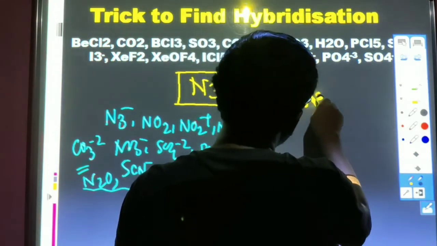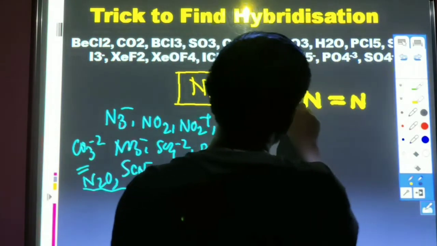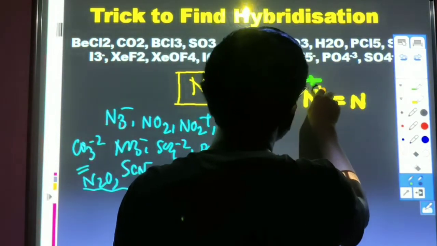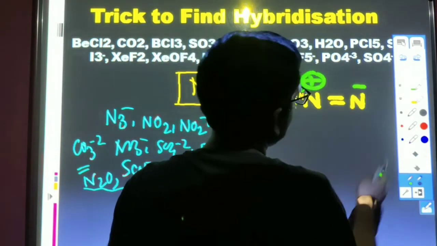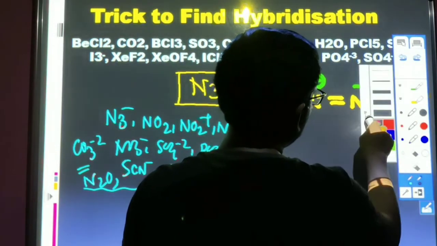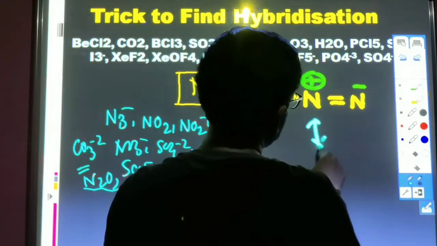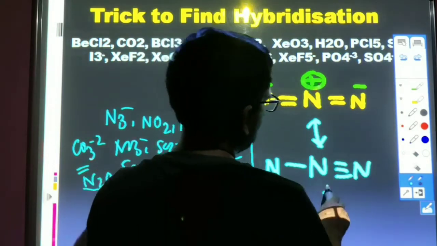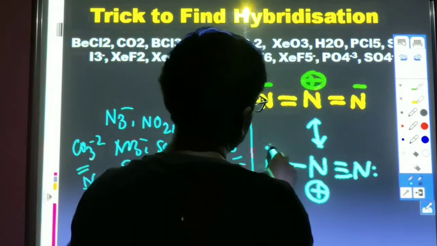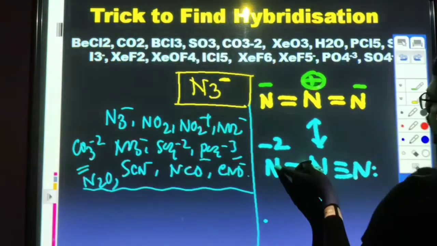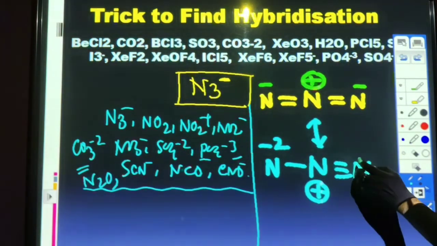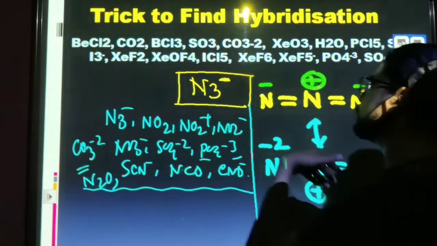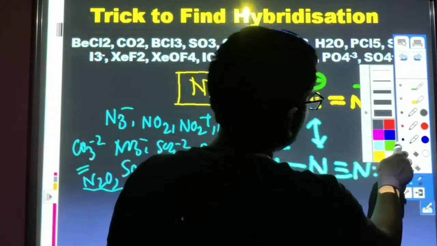See, the Lewis structure for N3 minus will be like this. Nitrogen here will carry formal charge positive, here negative, here negative. One more structure we can draw, that is a resonating structure. See, N triple bond at N, so here it will be plus, here it will be minus 2. And one more you can also draw, where N single bond at N, and here you put a triple bond. Okay, I have discussed all these structures in my earlier video.